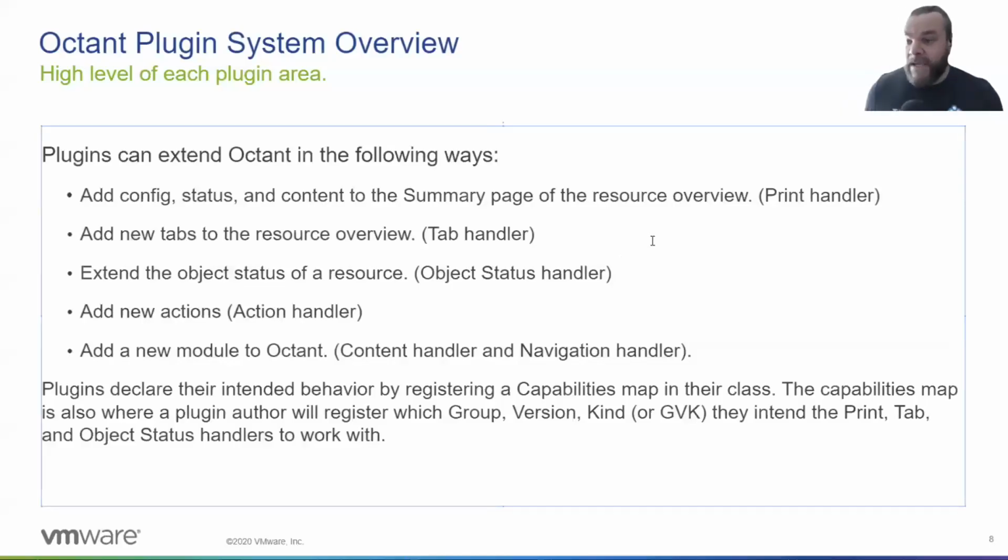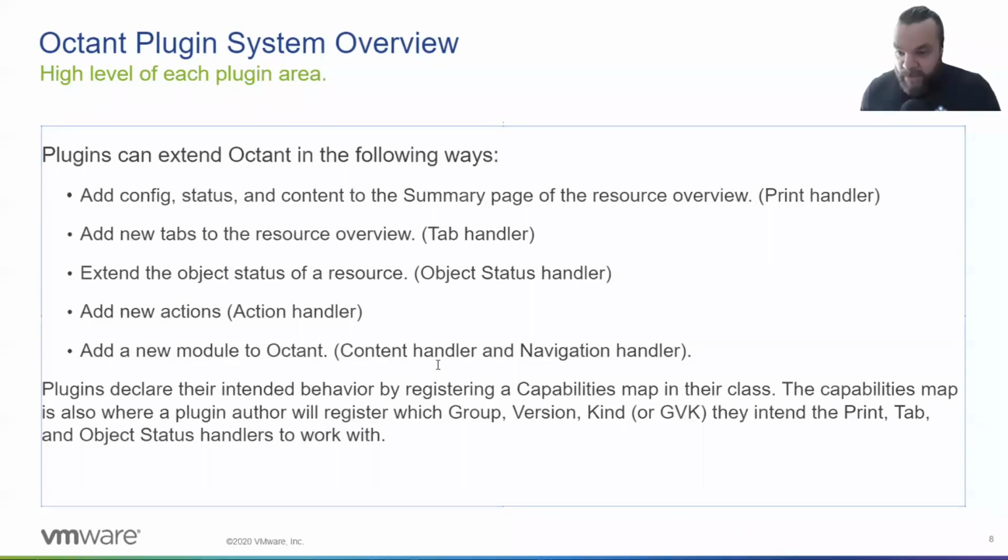We can add config, status, and actual components to that page. We can add new tabs to that page. I don't know if you saw, but there's a tabbed interface there. We can extend individual object status. We can add action handlers, which will become important as we want to make interactions within Octant. And then we can also add new modules.